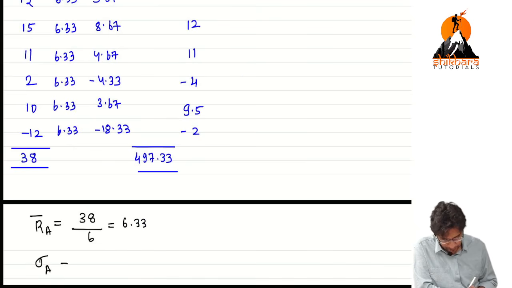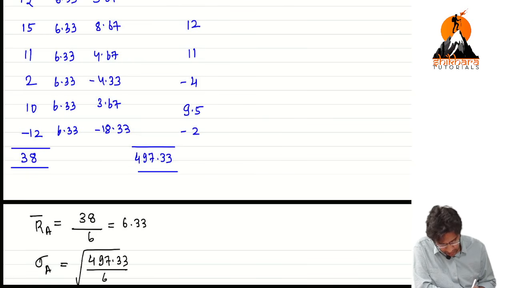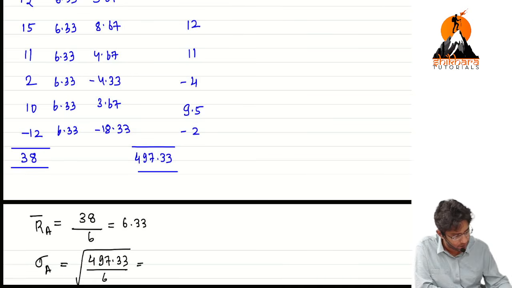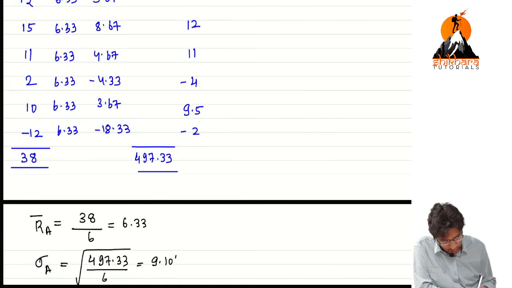Sigma A is equal to the square root of 497.33 divided by 6, which is 9.104.